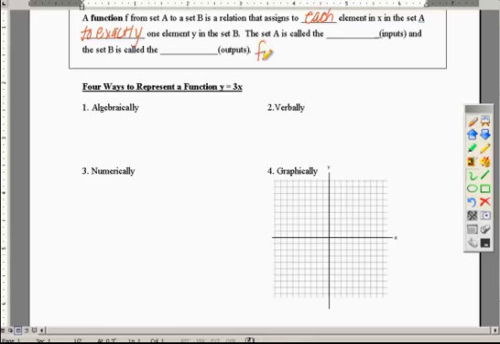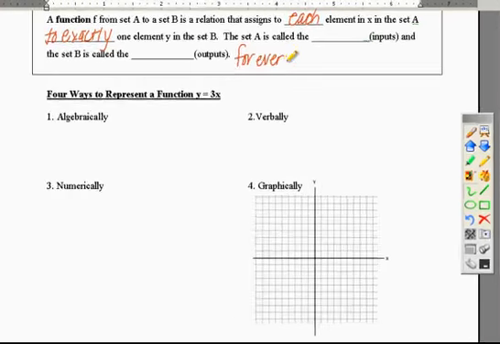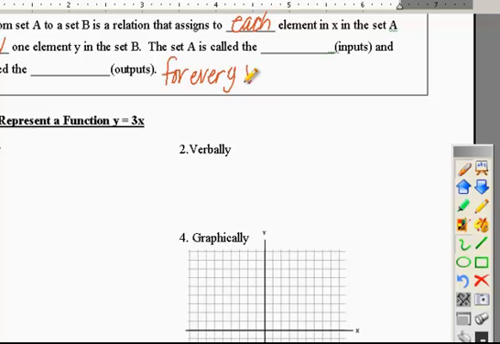What it said is for every X, there is exactly one, I'm going to highlight this as much as I can, one Y. And that was the big definition, and we did that on and on and on again in Algebra 2. I don't care which definition you know, as long as you can tell me that in order for it to be a function, for every X, you have to have only one Y.